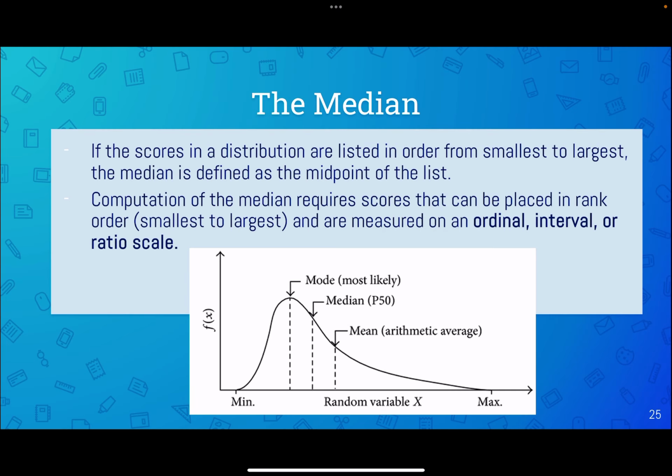On the other hand, we have the median. The median is very easy to calculate. You need to order your data points from smallest to largest and then see where the midpoint is. When you're doing the median, you have to put them in order, because then we could use ordinal, interval, or ratio scale. If you see, the mode is whatever was mentioned the most, and it's usually the highest peak in your distribution.